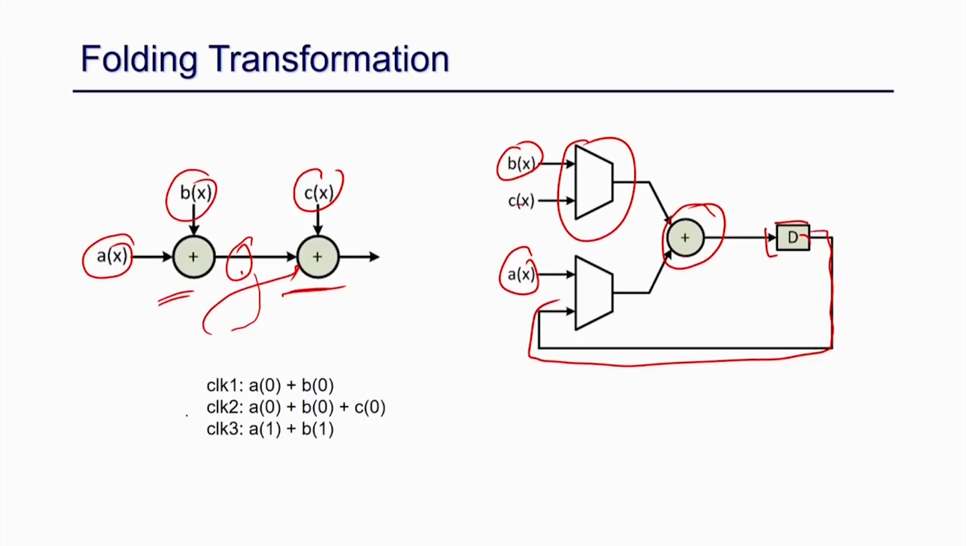So, in the first cycle, A 0 and B 0 will be calculated. In the second cycle, this A 0 and B 0 is already stored in these registers, and now C 0 will be selected here, and then A 0 plus C 0 will be calculated.